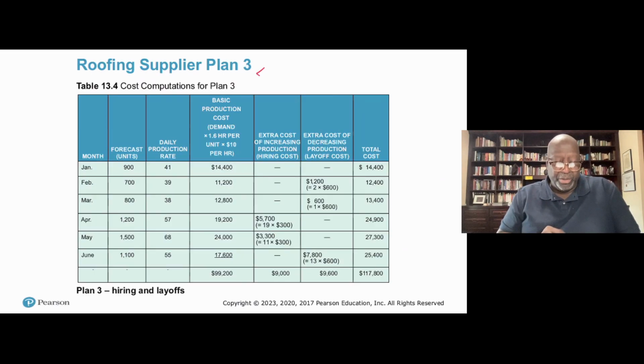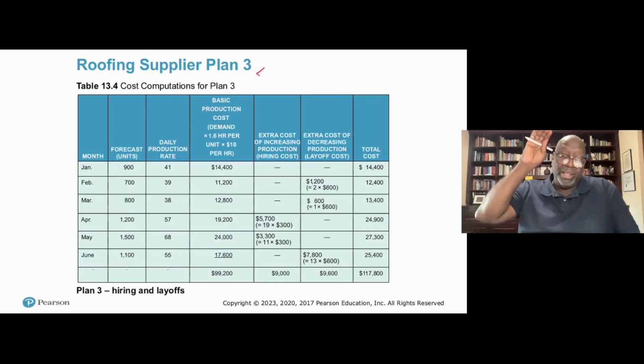So in the end, you wouldn't have any inventory related costs, but you have to hire workers and lay them off. So if you start with 41 and you went down to 39, you're going to end up laying off some workers. If you then go to 38, you lay off again, and then you go to 57, you're now going to have to hire people. Then you go up to 68, now you're going to have to hire again. 55, you're now going to lower.